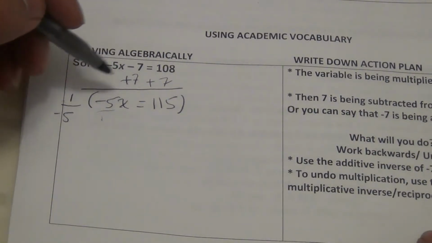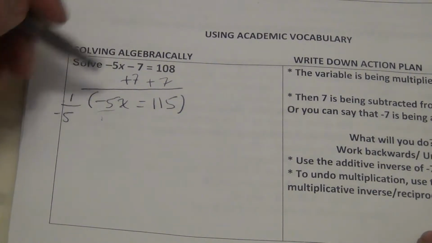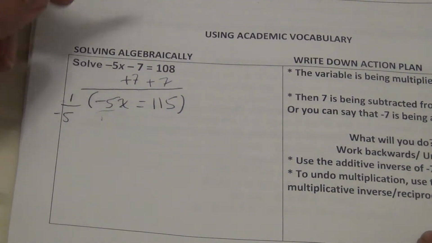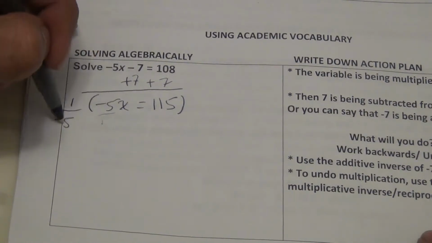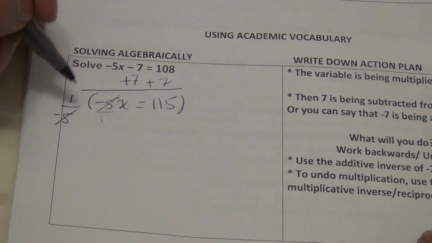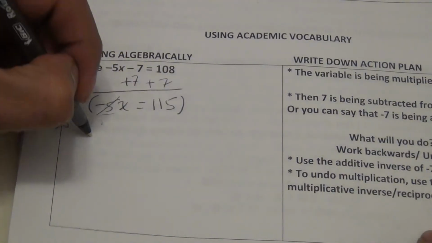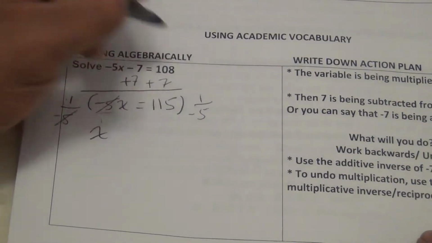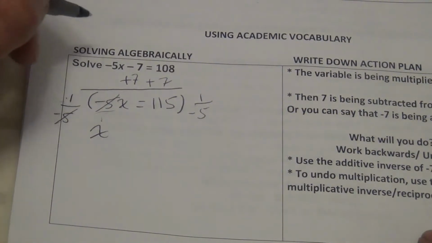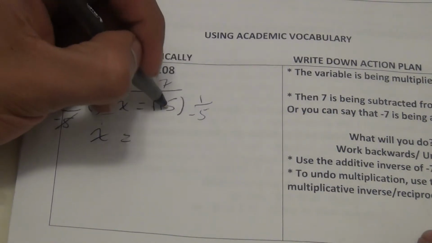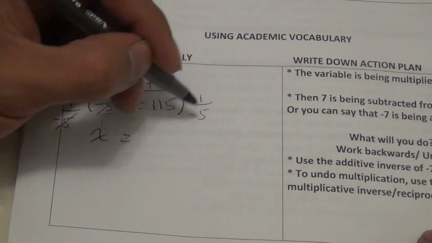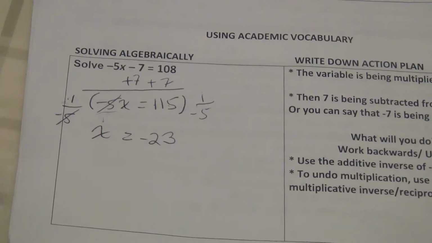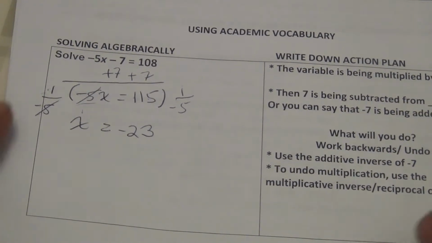Remember what the idea behind the multiplicative inverse is: to get rid of the number bothering the variable. When you multiply and divide by the same number, they cancel out, leaving you with 1x. What you do to one side, you do to the other. So now 115 times 1 is 115, and then divided by -5 is -23. And that's basically what it is. All right?